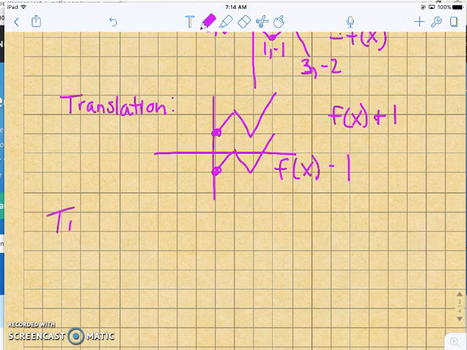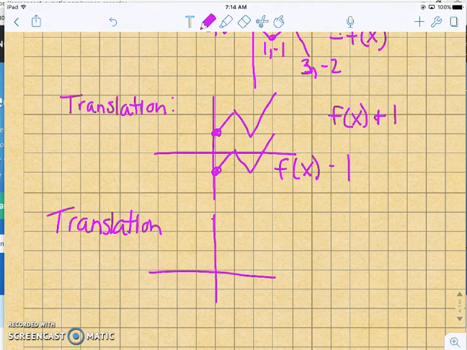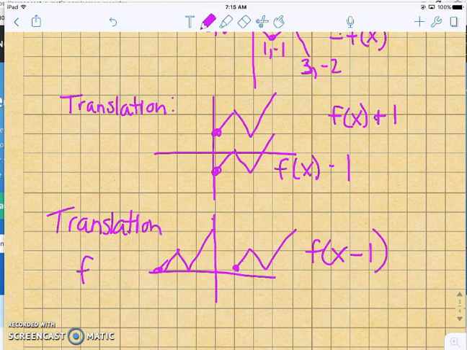And then that second translation, that left and right, if we were to move it over 1, so this would be f of x minus 1. And let's say we wanted to move it back here. Well, how far back did we move it? 1, 2, 3. So this is going to be f of x plus 3.